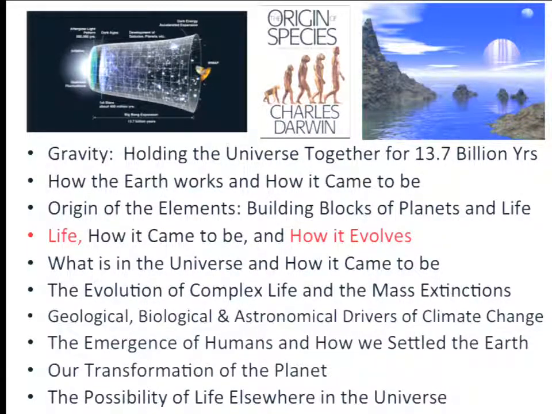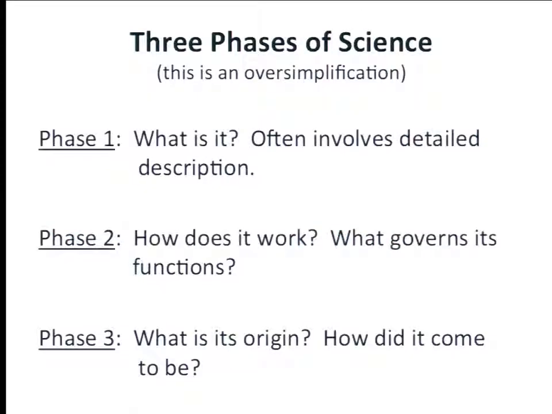Okay, so before we get to Darwinism itself, I just want to draw your attention to the phases that science goes through when it's discovering new things. This is a massive oversimplification, but I think it's instructive to look at. The first phase in any science is often describing what the object of interest is: the stars, the planets, life, rocks, mind, consciousness. And it often involves detailed description of the phenomenon.